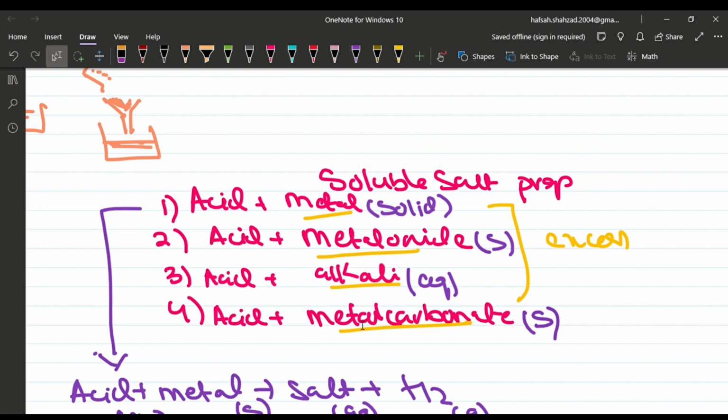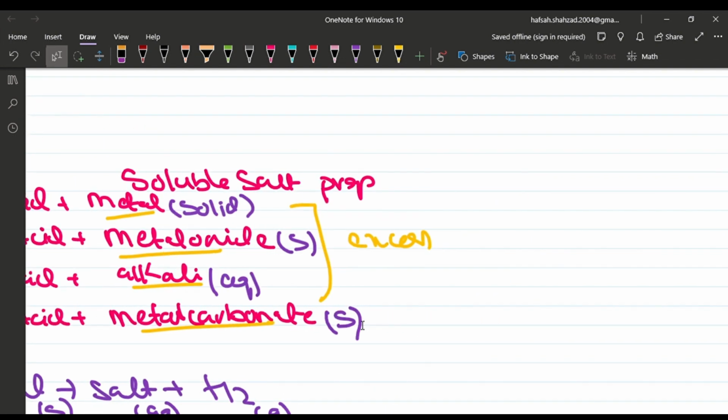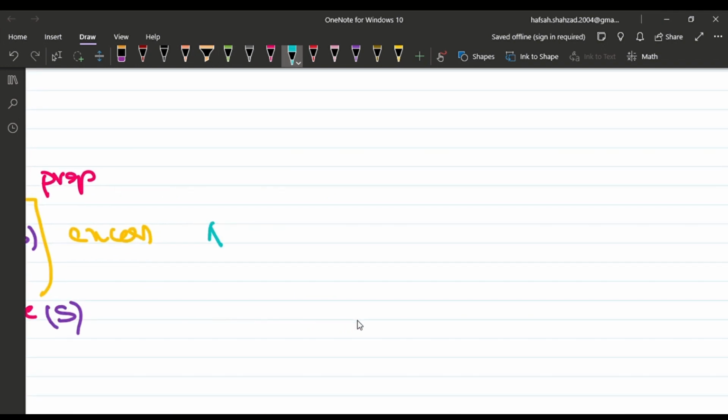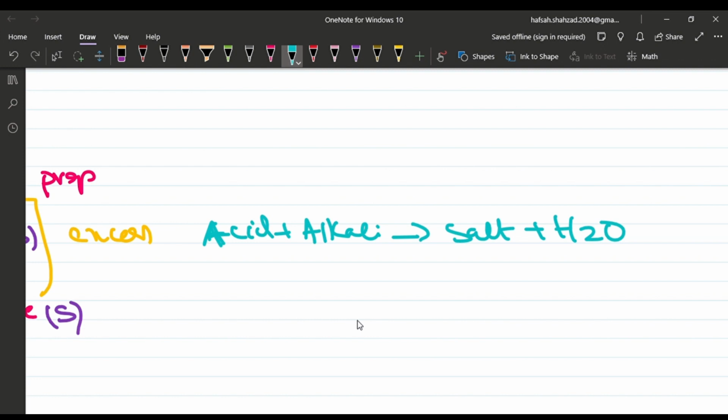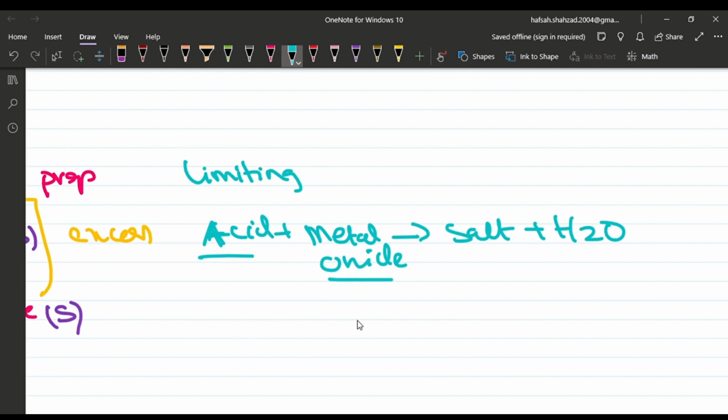For metal oxide, obviously it's an acid and an alkali. Now we don't have any gas. Acid and alkali react to form salt plus water. So in this case, there is no gas, but obviously you will be using acid as your limiting reactant, and the metal oxide, sorry, it's not alkali, it's metal oxide, please don't write alkali. Metal oxide is in excess.